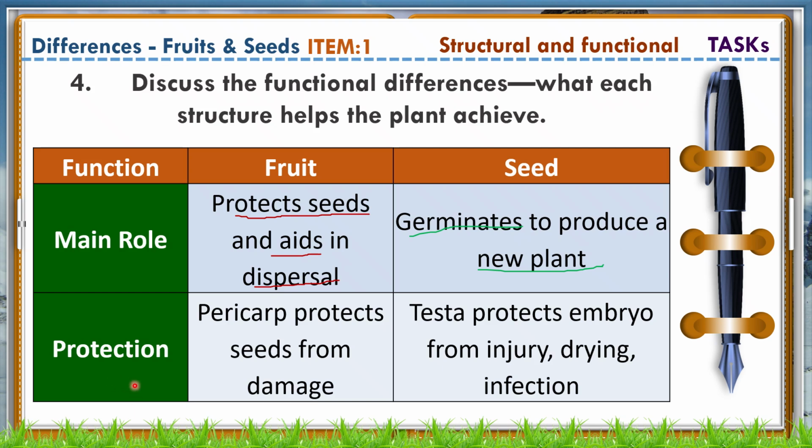When it comes to protection, the pericarp, which includes the mesocarp, exocarp, and endocarp, all these protect seeds from damage. Whereas if you talk about protection in the seed, we have the tester, which protects the embryo from injury, drying, and infection.